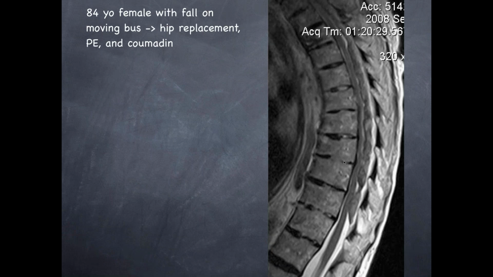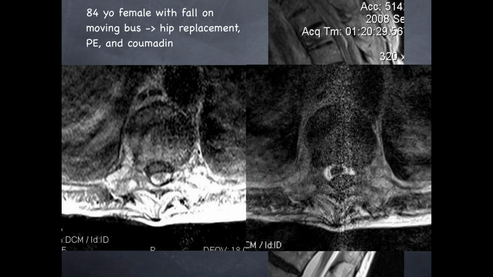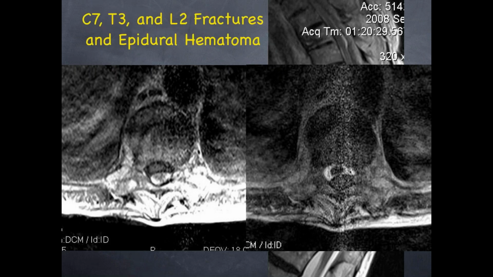Okay, so 84-year-old female with fall, unmoving bus, hip replacement, PE, and commodine. So extradural space, extensive heterogeneous fluid collection throughout the thoracic spine. And here it also looks like you may have some fluid, kind of a smooth border with fluid separating it from the cord. Cord, right. So cord is being compressed. And again, I believe it's from commodine. So there's the cord there, and here we can see a nice, smooth membrane between the abnormal fluid collection and the cord and the CSF. So it's another epidural hematoma. Right.